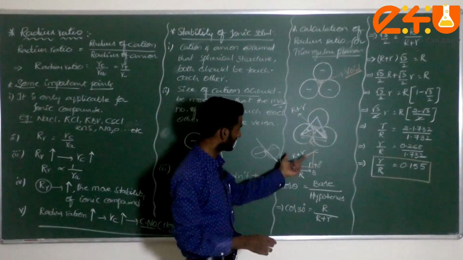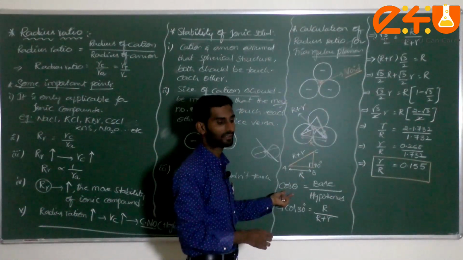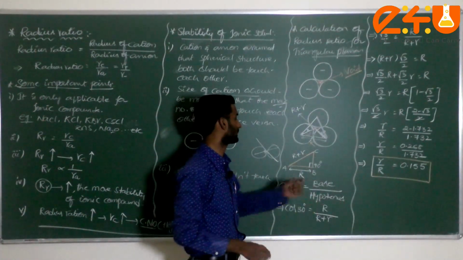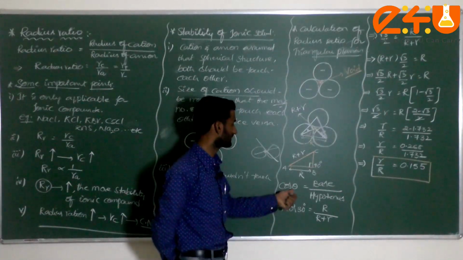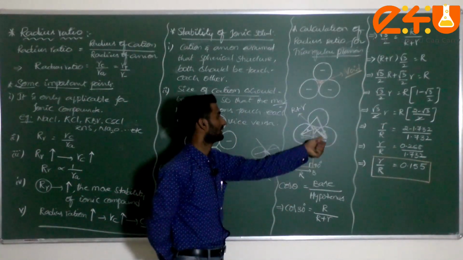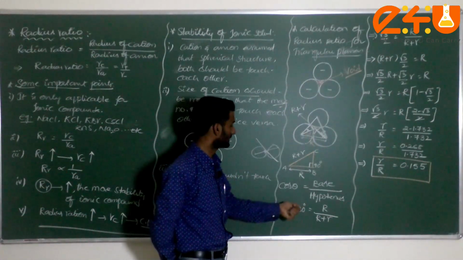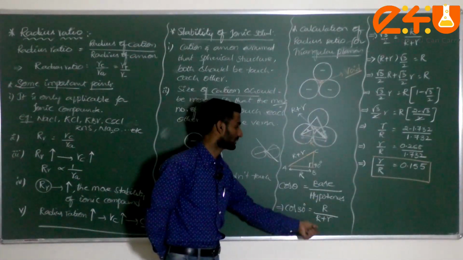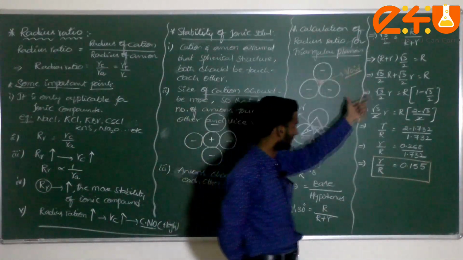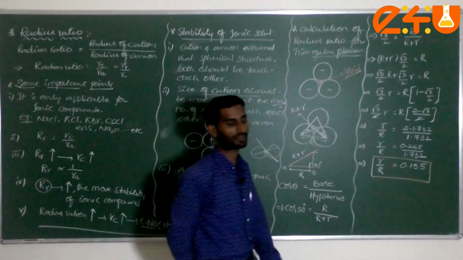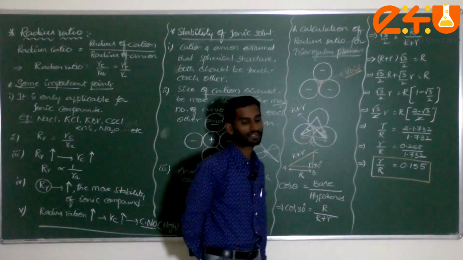Then I consider here the trigonometric function. cos theta is equal to base divided by hypotenuse. cos 30 is equal to, because the angle is 60 degrees but I am taking only half, 30 degrees, base divided by hypotenuse, r by r plus r. And finally you know the derivation part, how to do the calculation. Please note down, dear students.